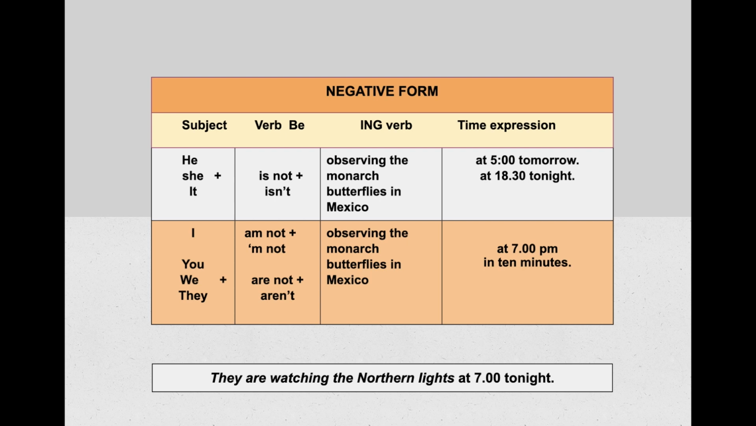And now we have the negative form. The negative form is by using a subject, the auxiliary be in a negative way, and after that you have to use a verb in ing form, and finally time expressions to emphasize that it's for future. As you can see, you have an example: They are watching the northern lights at 7 tonight.